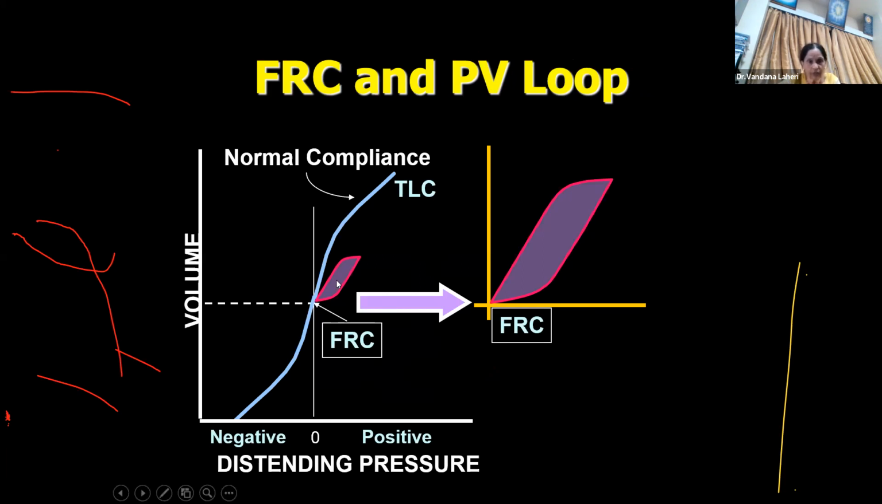Now, can you see here FRC? So depending on the functional residual capacity, you can decide how much slope the PV loop will give you. If FRC reduces, the lung becomes less compliant and then your curve will reduce. If FRC increases, you may improve your curve. So that depends on your PEEP level or CPAP level.